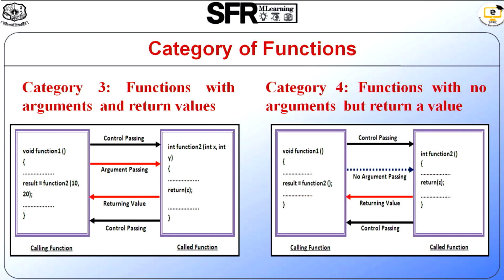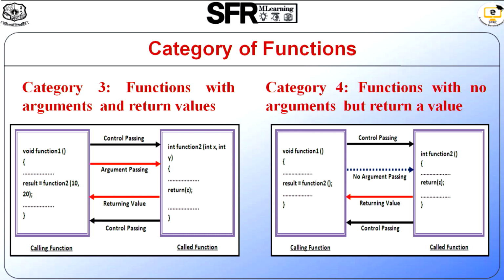Category 3 is a function with arguments and return values. That means a function can take values as input and also return a value to the calling function. From the diagram we can clearly see that there is two-way communication. A function can send an input to another function, and that function also returns a value to the calling function.